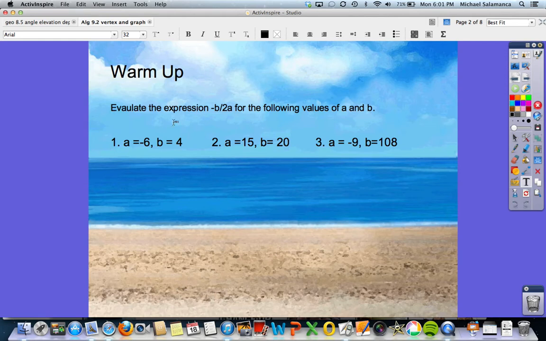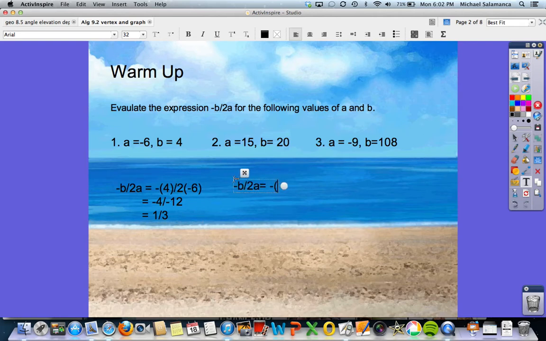Now I asked you to evaluate the expression negative b divided by 2a for the following values of a and b. So hopefully this is fairly simple. Negative b divided by 2a is equal to negative b, in this instance 4, divided by 2 times a, which is negative 6. So now you get negative 4 divided by negative 12. This turns out to be 4/12 or 1/3.